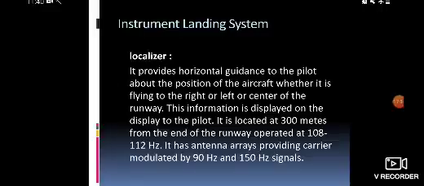Okay, and it is going to be operated at 108 to 112 hertz, and it has an antenna array. That means all these things can be done within the antenna only. It has an antenna array providing a carrier modulated by 90 hertz and 150 hertz signals. A localizer is not a single antenna, it is an antenna array type, which will be providing a carrier modulated by 90 hertz and, at the same time, 150 hertz.